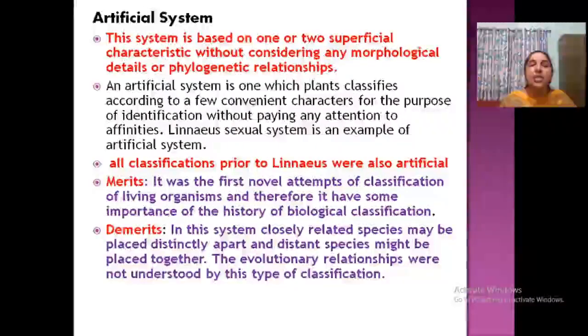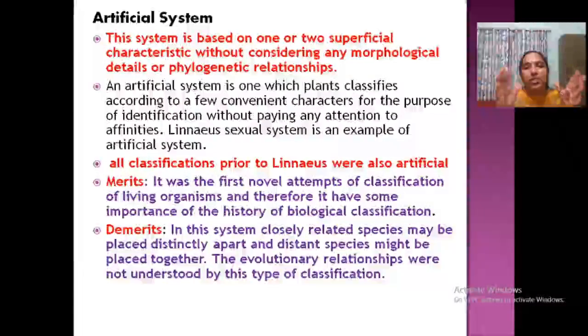Its merit is that it was the first attempt at classification, so it has a place in the history of plant classification. That's all. Its demerit is that it does not consider all the characters. Closely related species are distinctly apart in the classification. For example, two closely related species are kept apart, meaning they are not in the same group. That is one demerit. Then, evolutionary relationship is not considered in the artificial system. So, only this much is required.